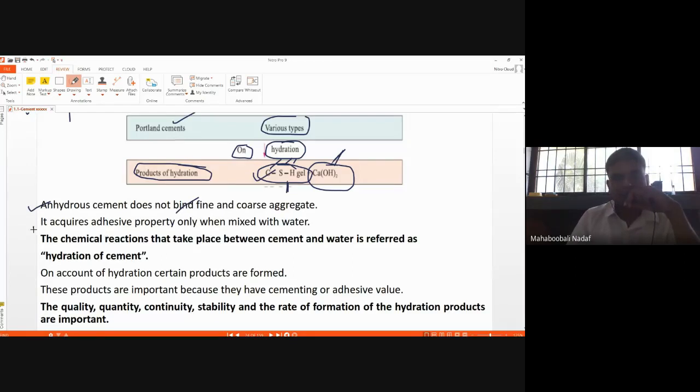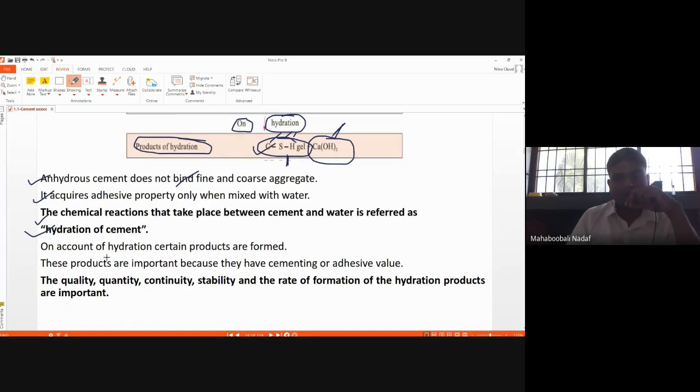It acquires adhesive property only when mixed with water. So cement's binding property will be present only in the presence of water. A chemical reaction takes place between the cement and water, and that reaction we call the hydration of cement. The chemical reaction which forms the gel and the calcium hydroxide, that reaction itself we call hydration of cement.